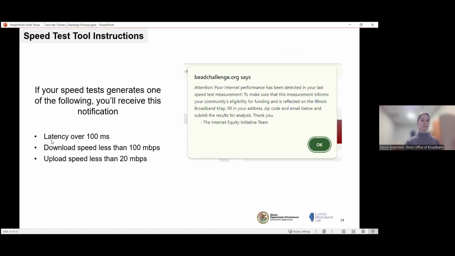If your latency is over 100, if your download speed is less than 100, and if your upload speed is less than 20, you will get this prompt that says poor internet performance has been detected. To make sure that this measurement informs your community's eligibility for funding and is reflected on the broadband map, fill in your address, zip code, and email below and submit the results for analysis. So you'll be reminded, which is great.